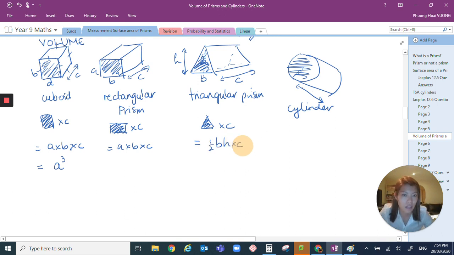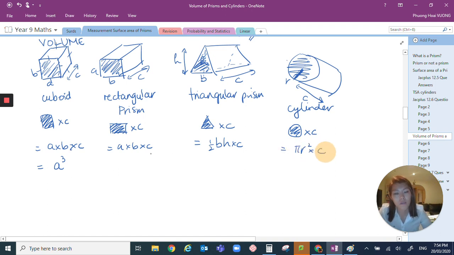And then lastly, the cylinder, we need a radius here, R. So let's call this C again. So we have the area of a circle times C. So we have pi r squared times C.